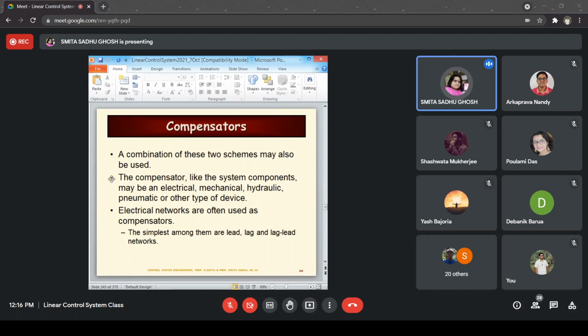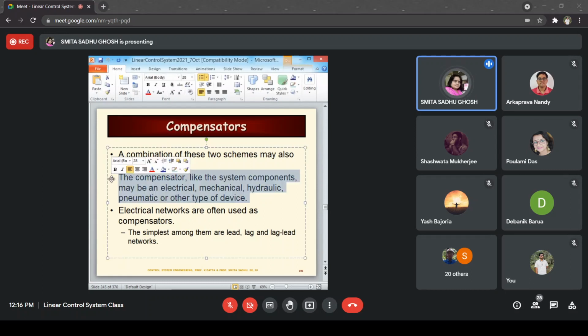Now, as I just mentioned, the compensator, like the system components, may be an electrical, mechanical, hydraulic, pneumatic, or other type of device. So when we speak about physical components, they may have any physical nature, some of which are mentioned here. Electrical networks are often used as compensators. The simplest among them are lead, lag, and lag-lead networks. We will be studying a bit about these, that is the lead network and the lag-lead network, at least the compensators, in a moment.